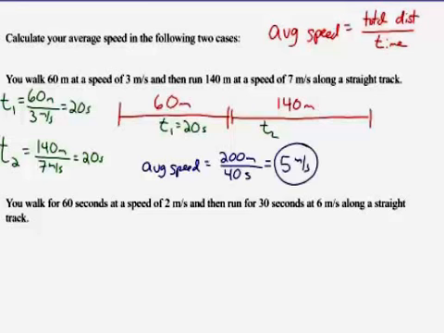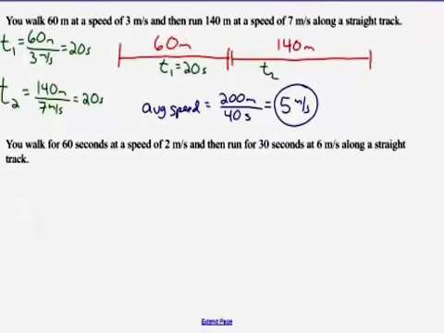Now, some people might say, well, wait a second, you said it wasn't going to be a simple average between those two numbers. For this, it happened that you walked for the same amount of time that you ran. Both of the times were 20 seconds, which means that you spent half the time at one and half the time at the other. That's why it happened to work out to be this simple average. But this is the way that you need to calculate it. You don't automatically know that those times are going to come out to be the same. In general, they aren't. And so you need to calculate that to be able to figure out what the average speed is.